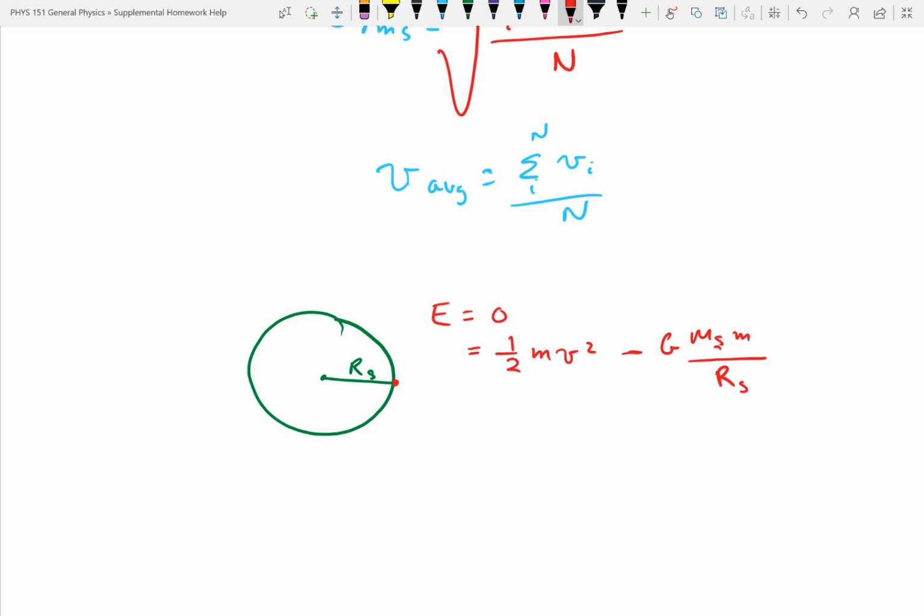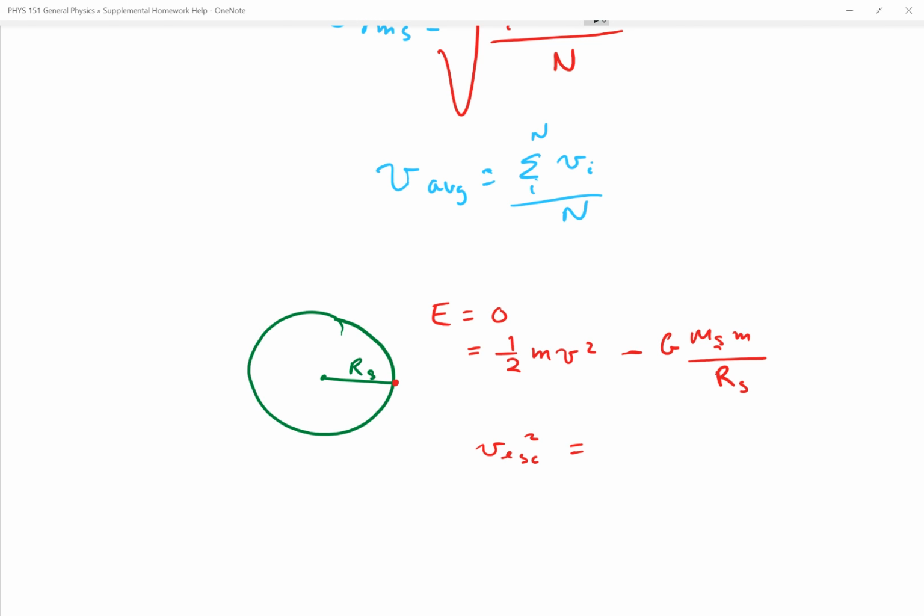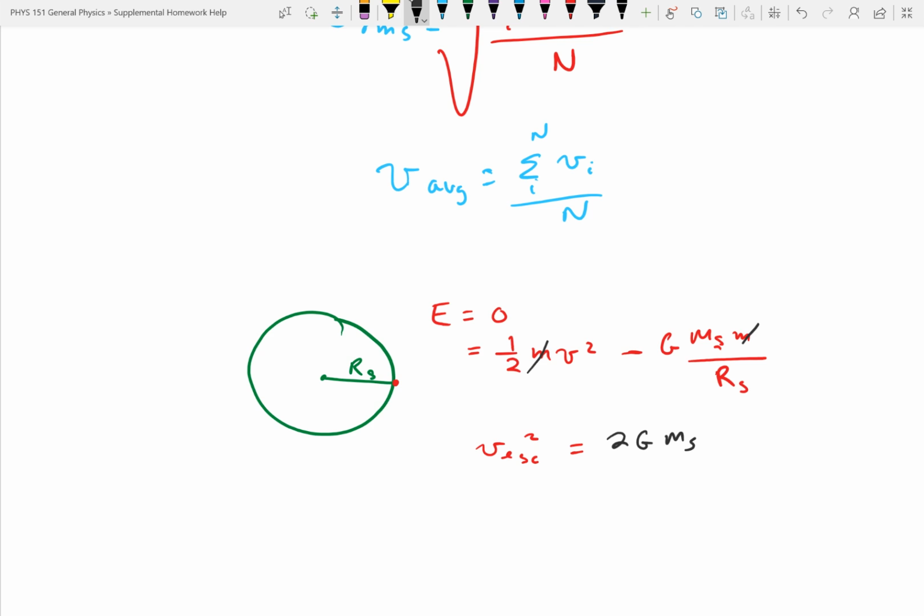And so we just calculate the v escape squared is equal to, notice that the m's are going to cancel here. Whoops, can't use the highlighter to cancel. I have an m in both of those, so I just have to multiply by 2. So that's the v escape squared.